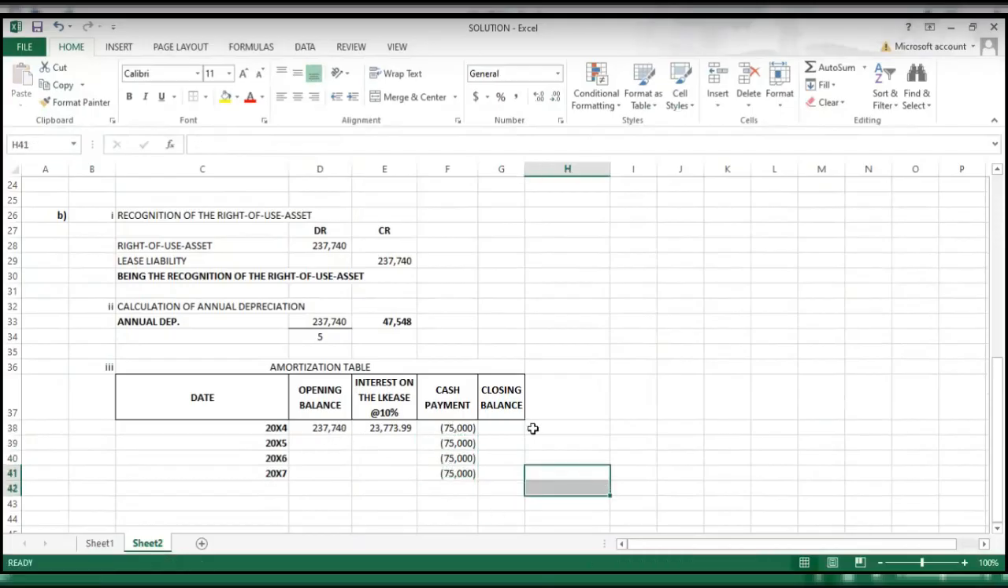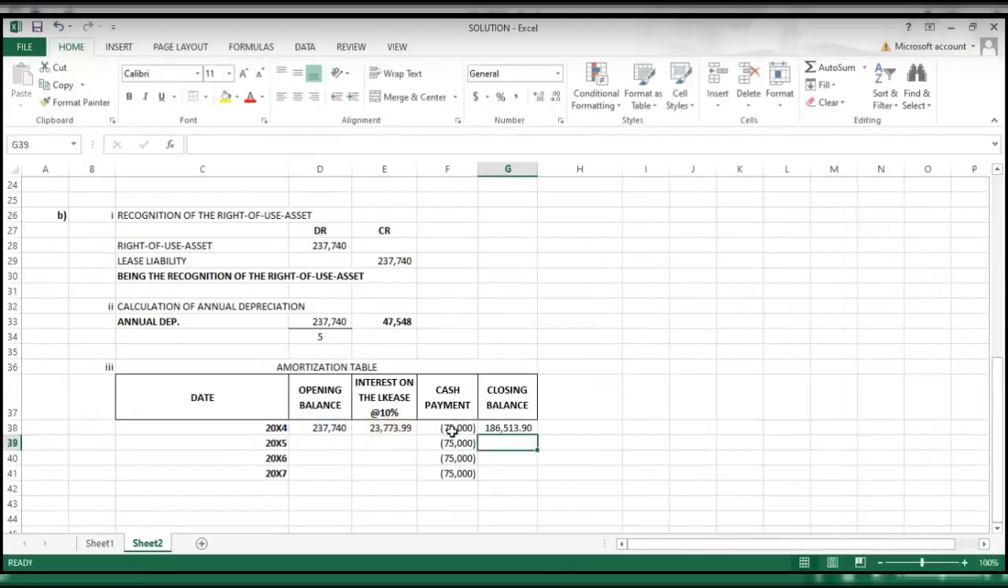So what we are going to be doing to arrive at closing balance is opening balance plus the interest element. Remember how we did it yesterday? Plus this, then minus the cash payment, how much we pay, then we determine the closing balance of the lease. That's how we move. Opening balance plus the interest we computed, minus the payment, then we arrive at this. So the closing balance for 20x4 is the opening balance for 20x5. So we just pick the figure there.